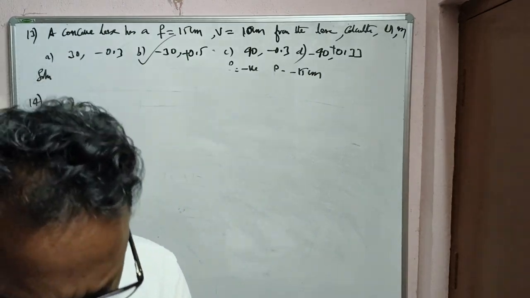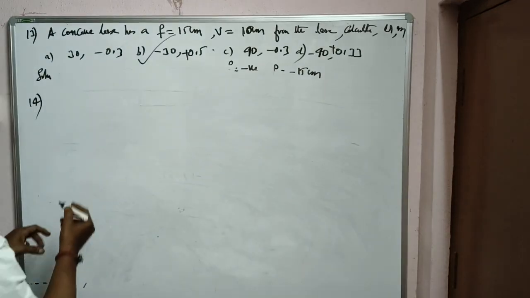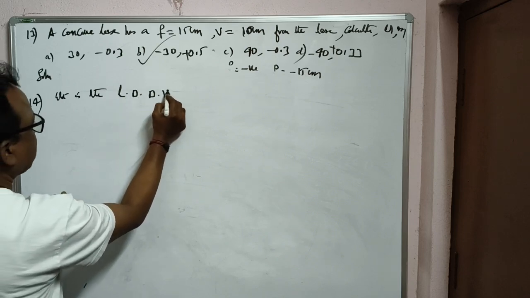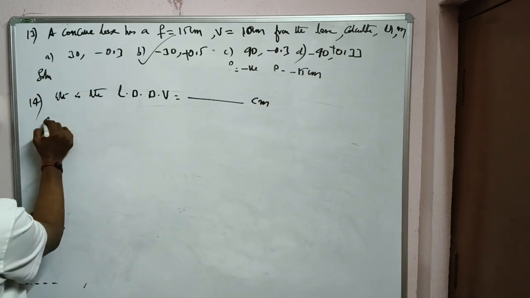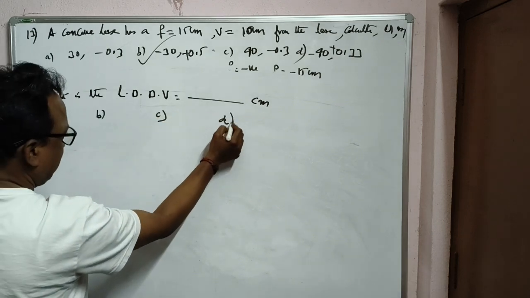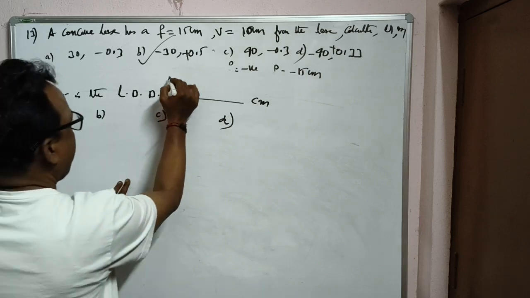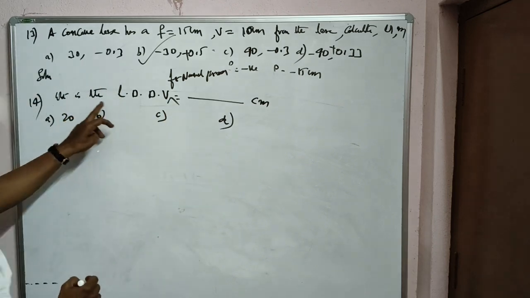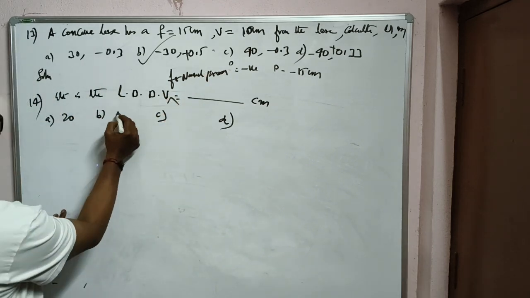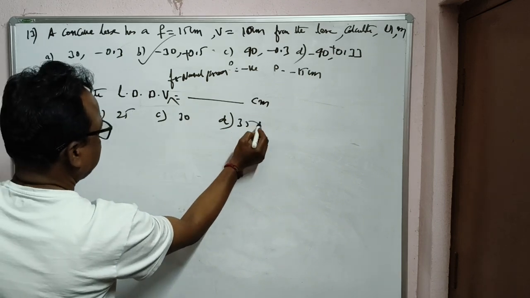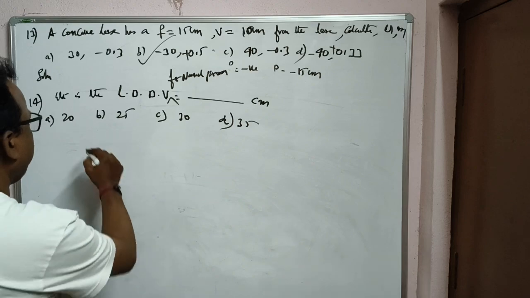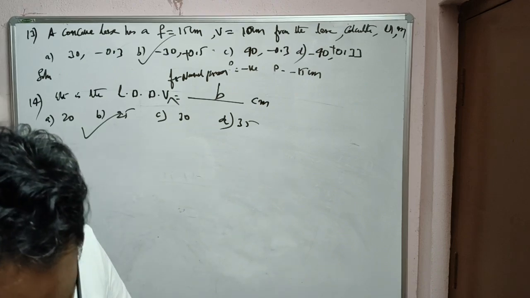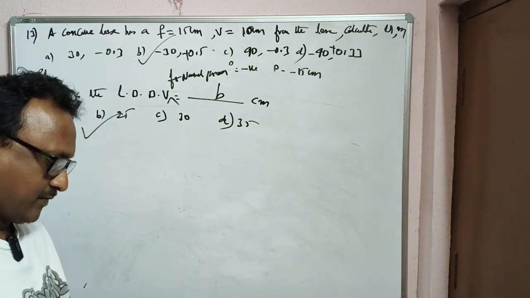14th one. What is the least distance of distinct vision, dash centimeters? A, B, C, D. 20, 25, 30, 35. That means for a normal person, without any sight defect. So generally 25 centimeters. B will be the answer. Least distance of distinct vision is 25 centimeters maximum for a normal person.